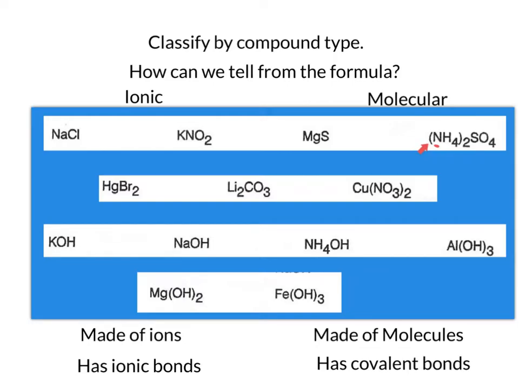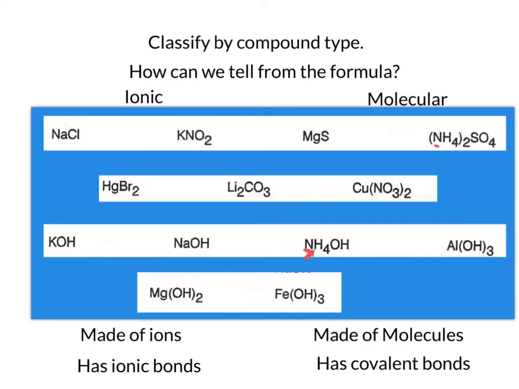Then we see mercury, metal, lithium, metal, copper, metal, potassium, a metal, sodium, a metal, nitrogen again, a nonmetal, aluminum, a metal, magnesium, a metal, and iron, a metal. So we know that they start with metals. That seems to be pretty consistent, except for nitrogen.